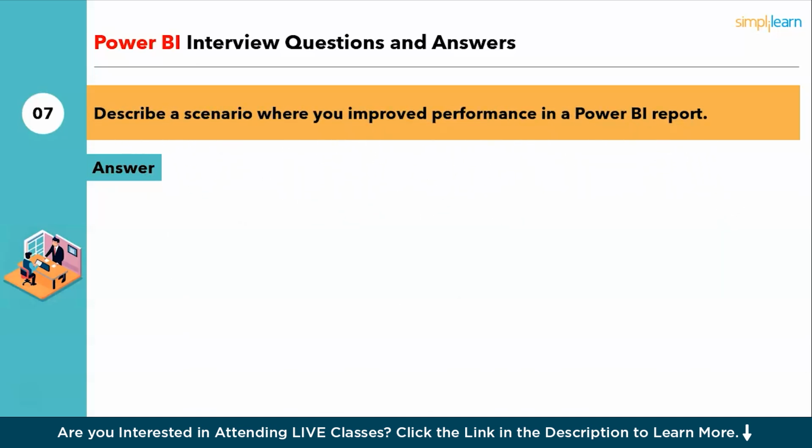Now moving ahead, we have the seventh question. Describe a scenario where you improved the performance of a Power BI report. Before we answer, this question is for an experienced candidate, not for an intermediate or beginner level. If you are someone who has 3 to 4 years of experience, that is when this kind of question is suited. So explain a scenario where you improved the performance of a Power BI report.